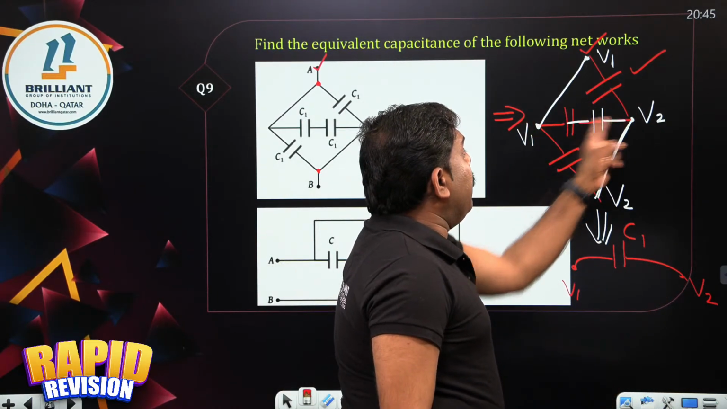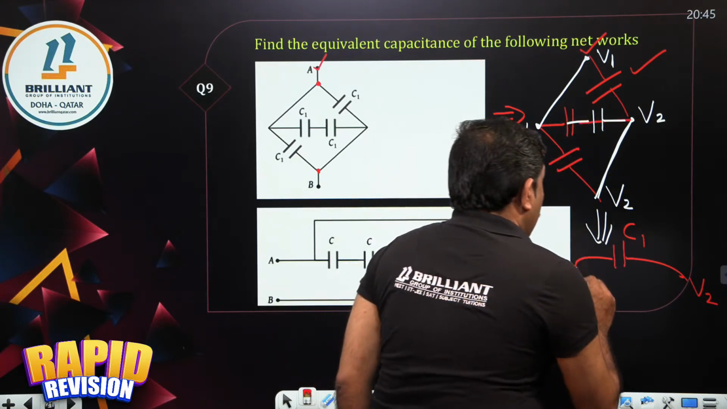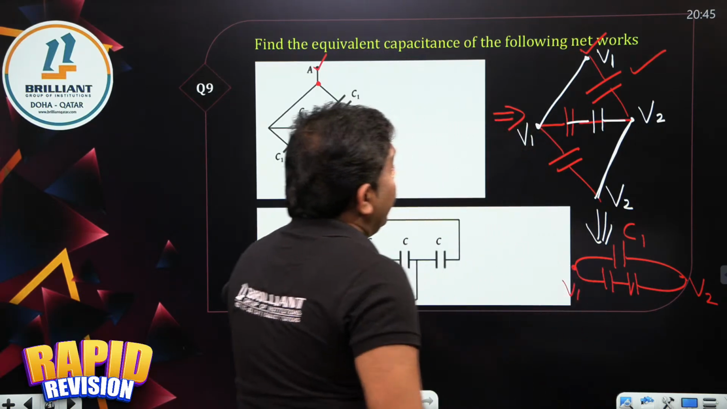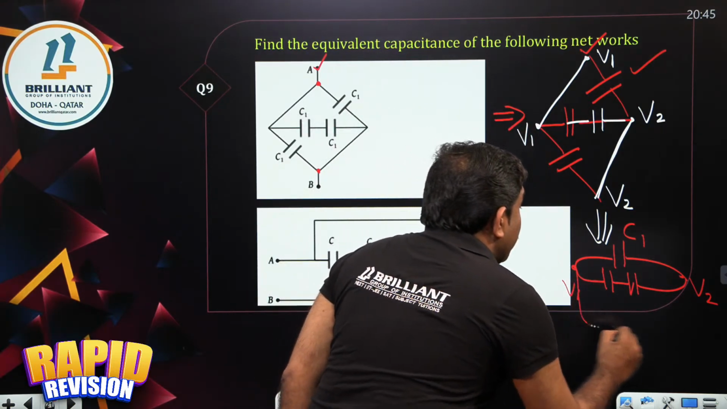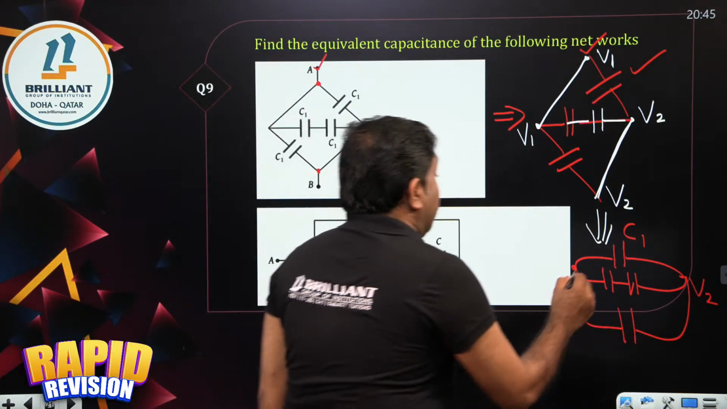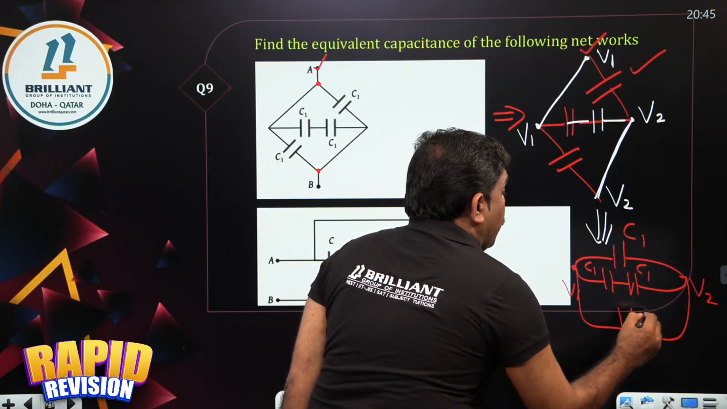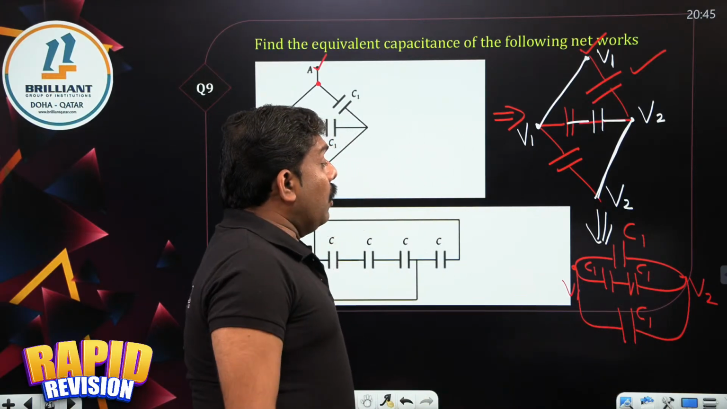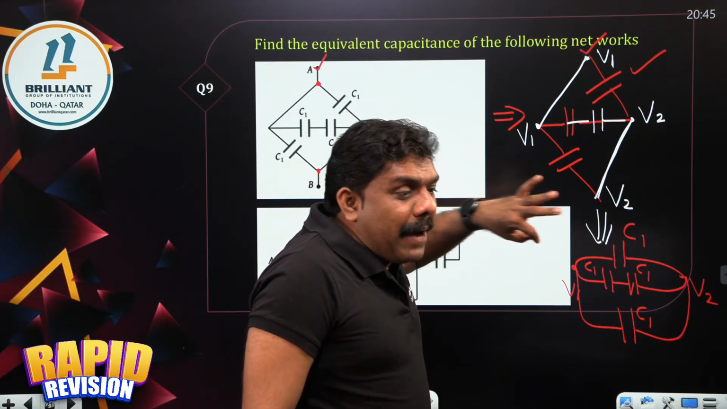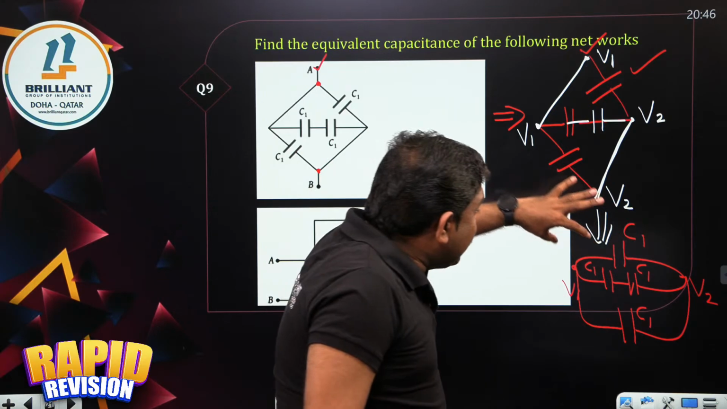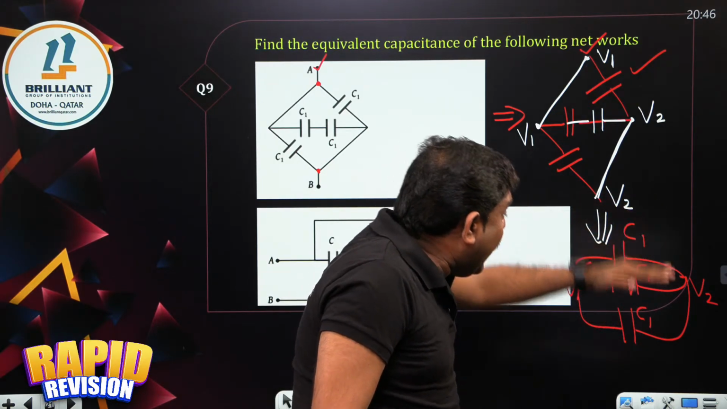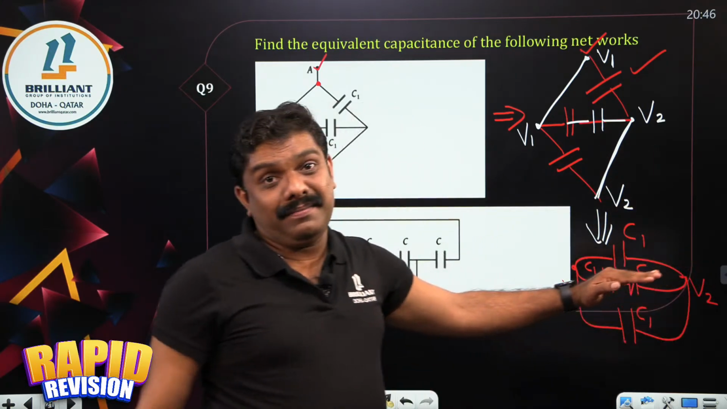Look, between V1 and V2 there are two capacitors, so I'm connecting two capacitors between V1 and V2. And between V1 and V2 there is one more capacitor. Now these are all C1: this is C1, this is C1 and this is C1. Now we can say these two C1 are in series. When capacitors are in series, it is C1 by 2. So C1 by 2, C1 and C1 are in parallel.